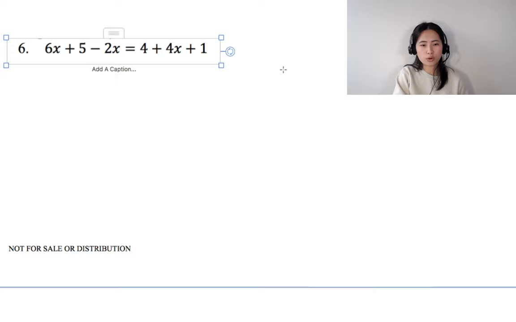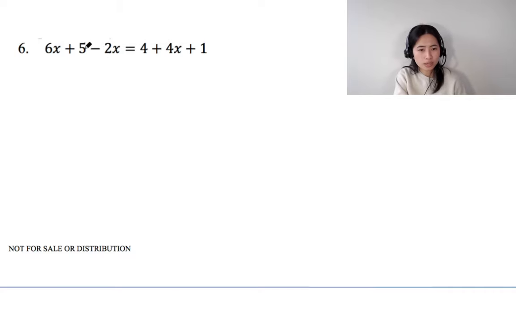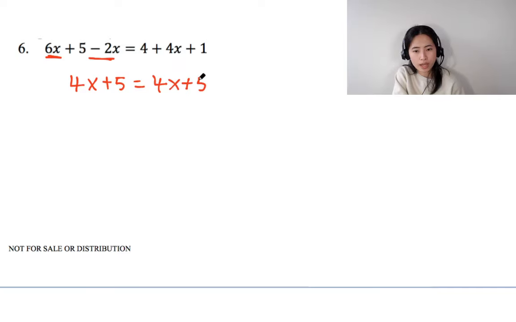So first of all, how do you know if this is always true, sometimes, or never true? Maybe we can combine the like terms and see what we get. In this case, you have 6 and negative 2x, so that would be 4x, plus 5 on the left side of your equation, and that's equal to 4x plus 5. When you subtract this 4x from this 4x, you're going to get 0, so we can just cancel this out. And then you're going to see that 5 is equal to 5.